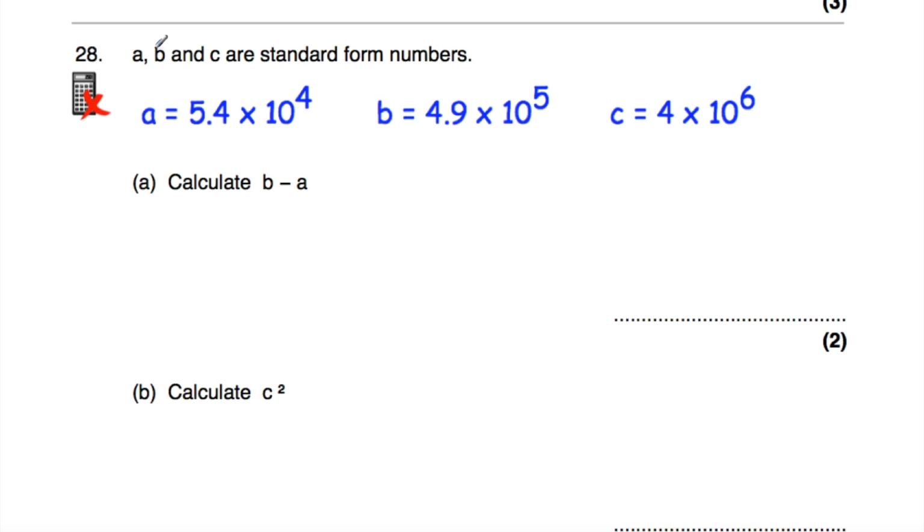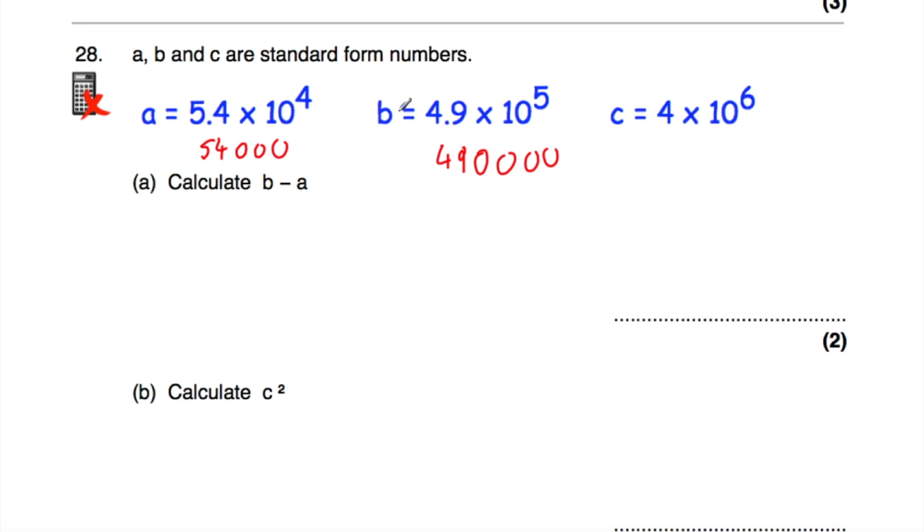Okay, so question number 28, we're told that A, B, and C are standard form numbers. Part A says we need to calculate B subtract A. So we're going to do 4.9 times 10 to the power 5, subtract 5.4 times 10 to the power 4. That's a non-calculator question, so I'm just going to write them out in full. I've got the 4.9, I'm going to move them 5 columns to the left, so 49, I've moved those digits 1 column to the left, now another 4, 1, 2, 3, 4. In terms of 5.4 times 10 to the power 4, I need to move those digits 4 columns to the left. So moving them 1 column to the left would be 54, and then another 3, 1, 2, 3. So A is equal to 54,000, and B is equal to 490,000.